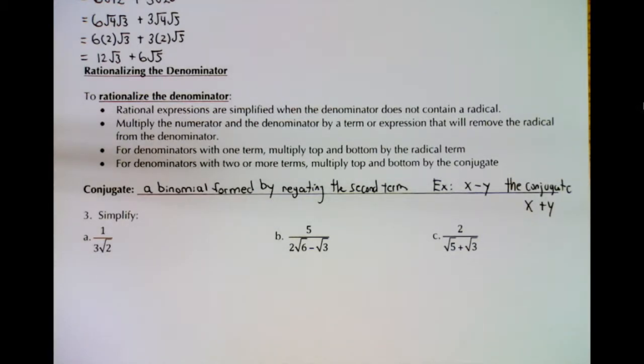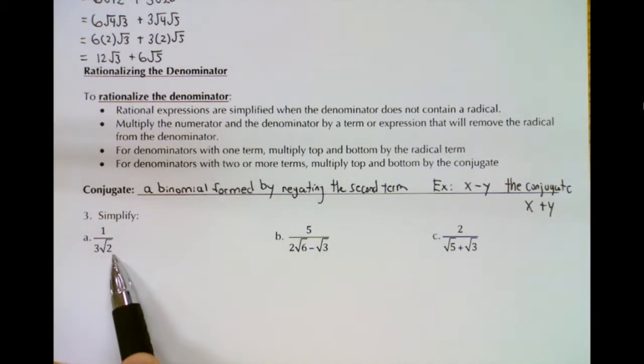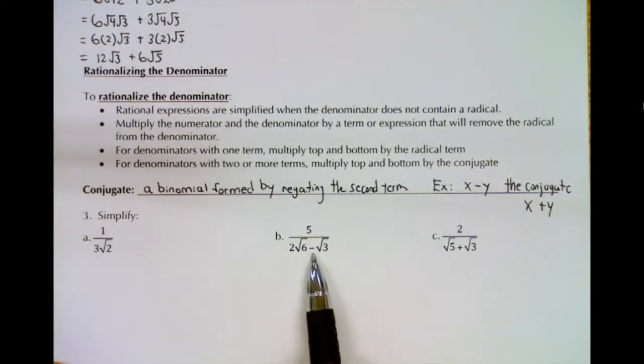And I'm going to show you 2 examples. First example, 1 over 3 root 2. There's only one term in the denominator, 3 root 2. How you can tell if there's multiple terms is if there's addition or subtraction between them. This one has 2 terms. This last one also has 2 terms.